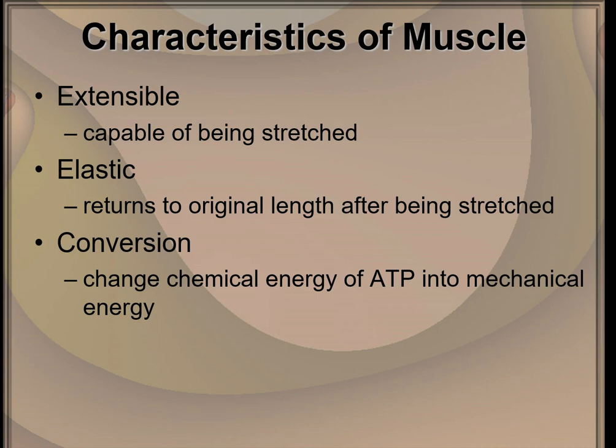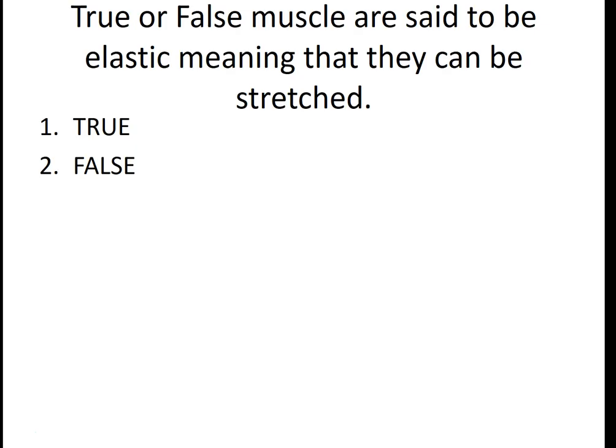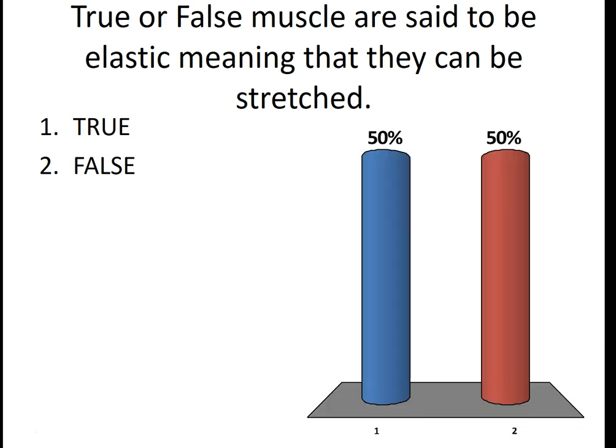So how are we doing so far? Pretty simple, pretty straightforward. We're just kind of learning a few terms and a few players in the game. Good? All right. So true or false, muscles are said to be elastic, meaning they can be stretched. Good job. Normally, even after I say that, I get people like, true. All right. Good job.